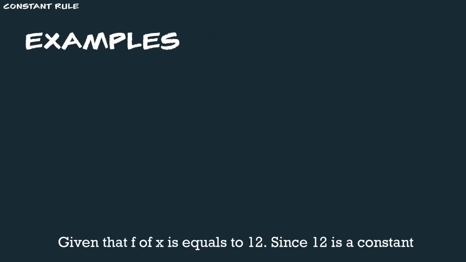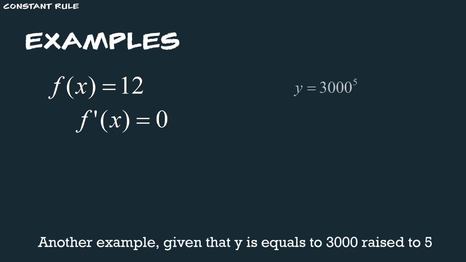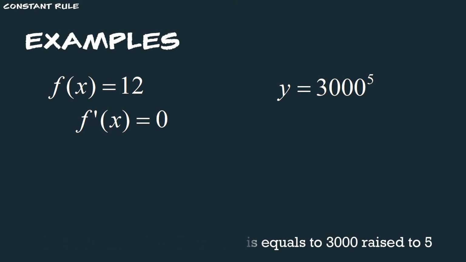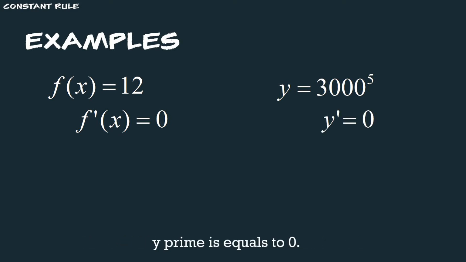Examples. Given that f of x is equal to 12, since 12 is a constant and a real number, f prime of x is equal to 0. Another example. Given that y is equal to 3000 raised to 5, since 3000 raised to 5 is a constant and a real number, y prime is equal to 0.